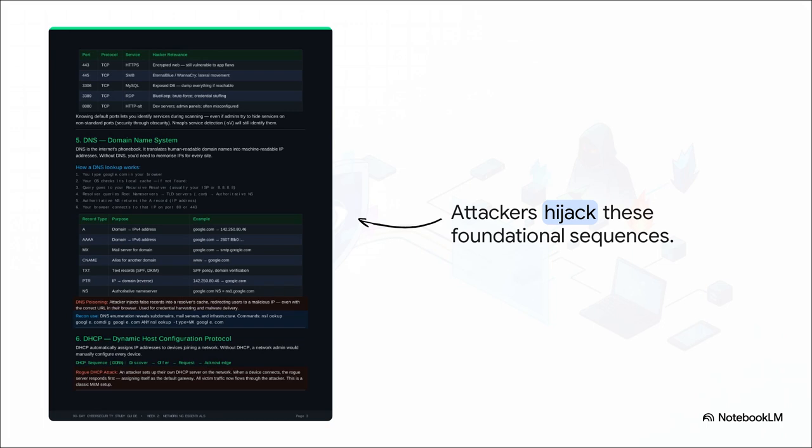Take DNS poisoning, for example. An attacker injects false records into a resolver's cache. So you type in the totally correct URL, but that poisoned cache redirects you to a malicious IP address controlled by the attacker. Next thing you know, they're stealing your credentials or dropping malware onto your system.